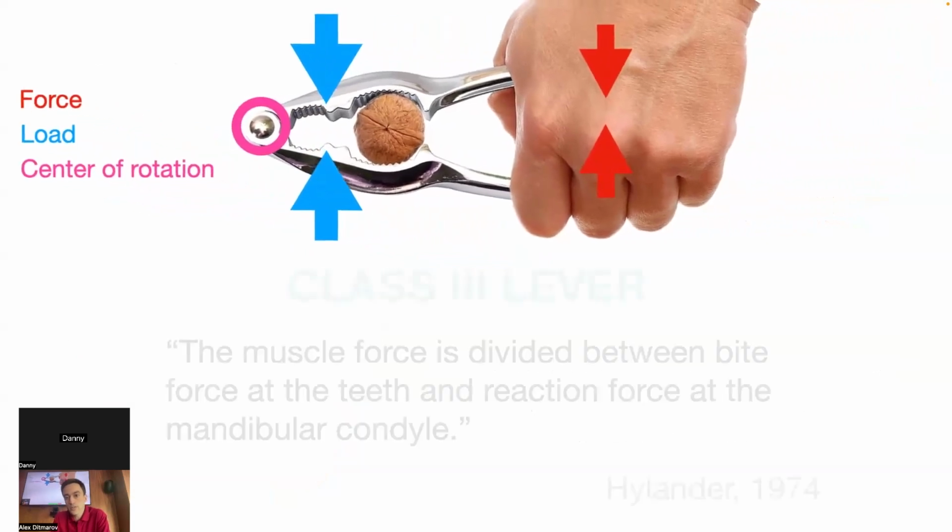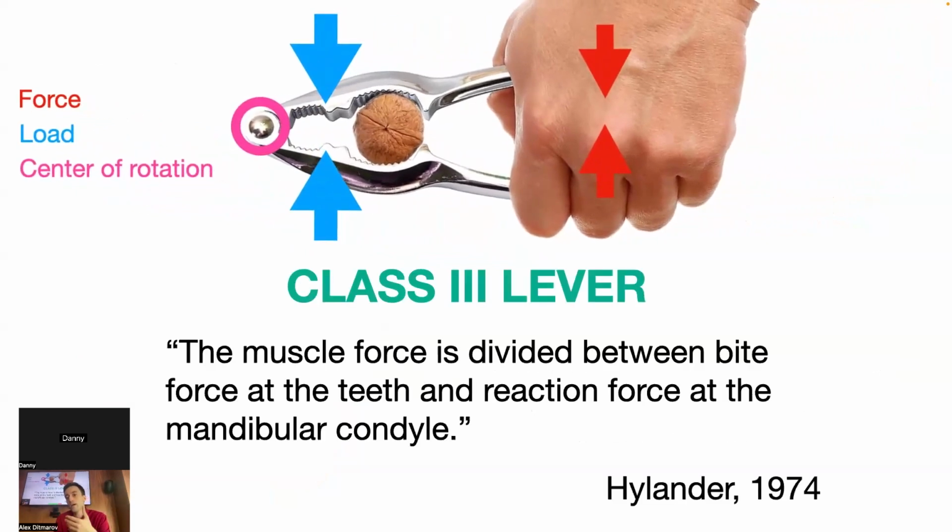And actually the first person who compared our jaws to a class three lever, this mechanism called a class three lever in physics, was a dentist from North Carolina. His name was William Hylander. He wrote this article in 1974. He said in his article, the muscle force is divided between bite force in the teeth and reaction force at the mandibular condyle. So basically, he says the loading is not only located over here where our teeth are, but the loading actually comes to the joint.